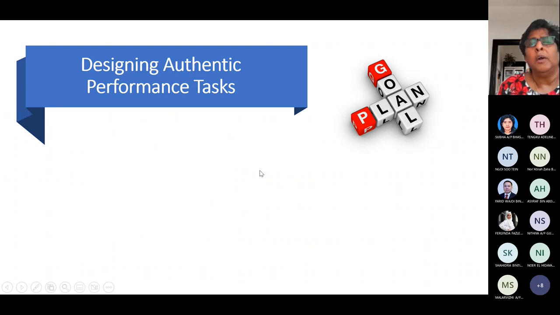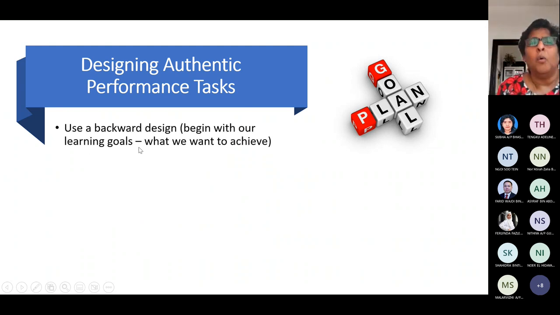When you want to design authentic performance tasks, we always say in education, use the backward design. Backward design means you always begin with your learning goals. That means what is it that you want to achieve? If you are going to teach a course next semester, look at the pro forma, look at the learning outcomes, look at it every day and say, if this is my learning outcome, what is it that my students will be able to do?